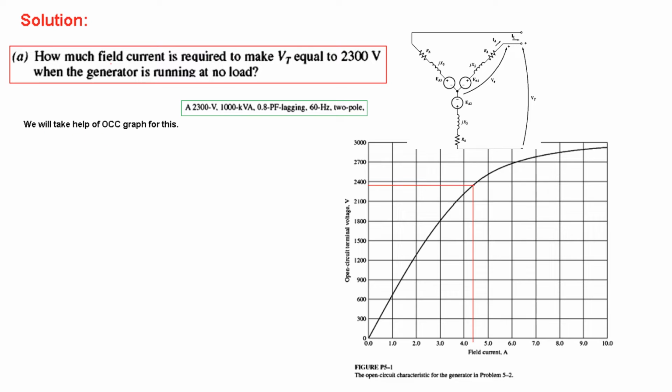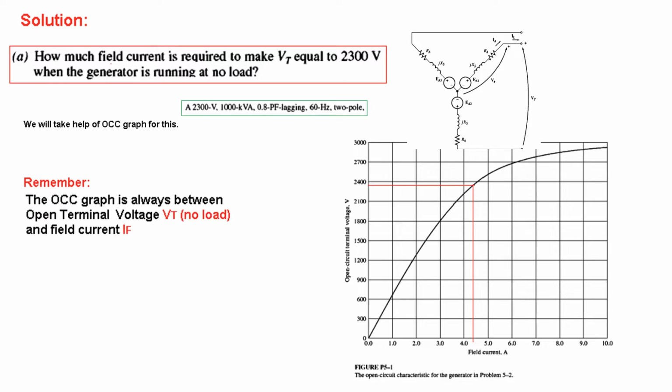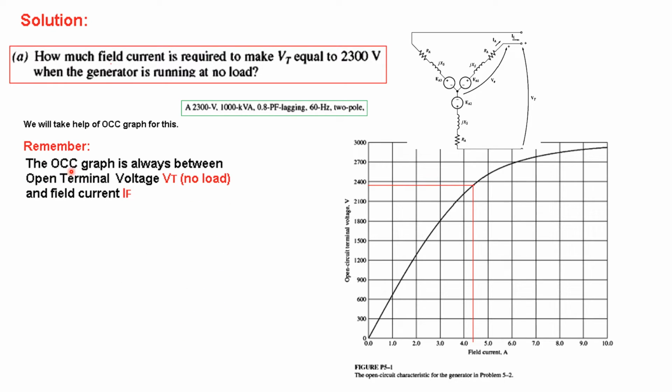So we'll take help of the OCC graph. This is the graph, and this is very simple. Remember, the OCC graph is always between the open terminal voltage, that is Vt for the three phase, which is actually the line to line voltage, and the field current If. So this is the field current. From the graph, for 2300 volts, we see that the field current is about 4.3 ampere. So this is the first part.